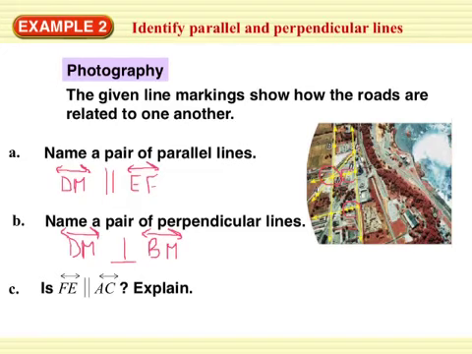No. Okay, your reasoning would be, I already have FE perpendicular to DM, so FE can't be parallel. Let's try that again. I already have these two pairs that are parallel, okay? So FE is parallel to DM.